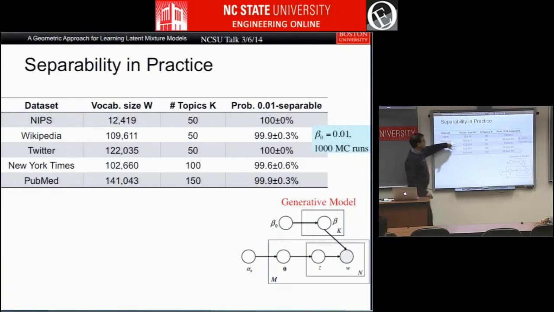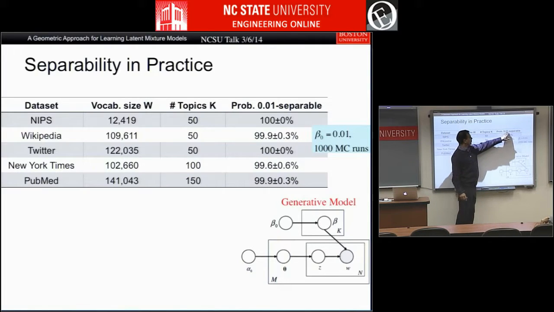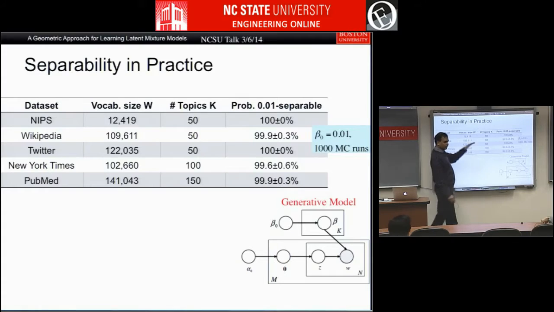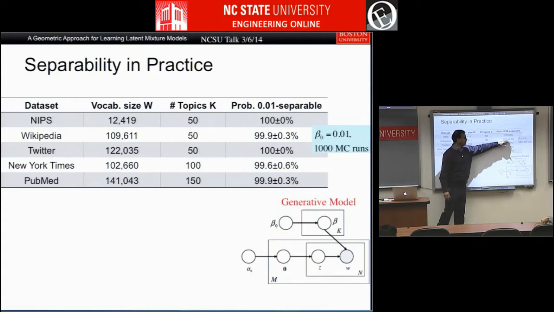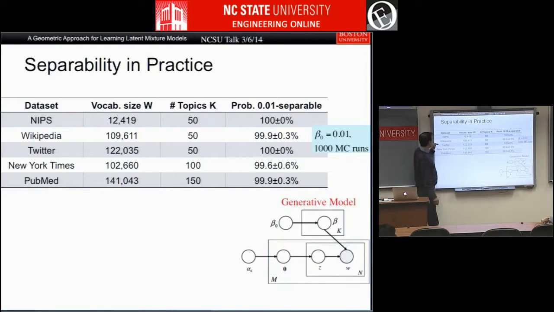For the NIPS data set, the probability for lambda equals 0.01 is 100%, meaning it's always separable. For the Wikipedia data set, it is 99.9% separable, and Twitter data set is 100% and so on. So very, very close to 100% for this separability.